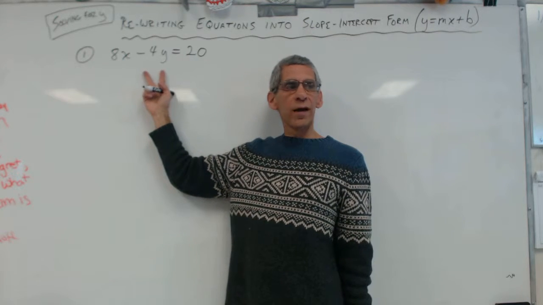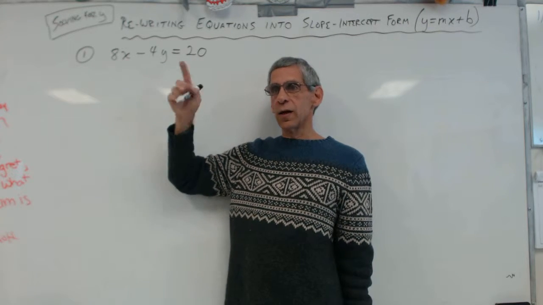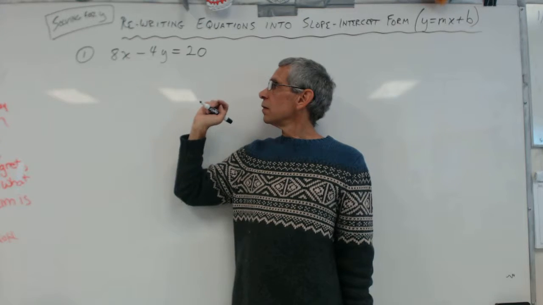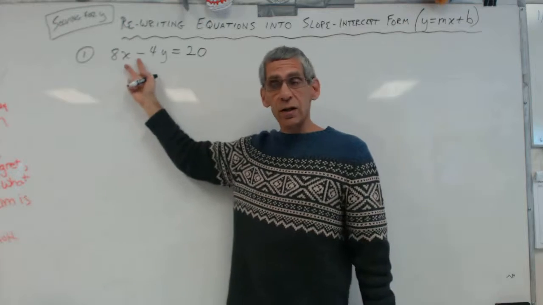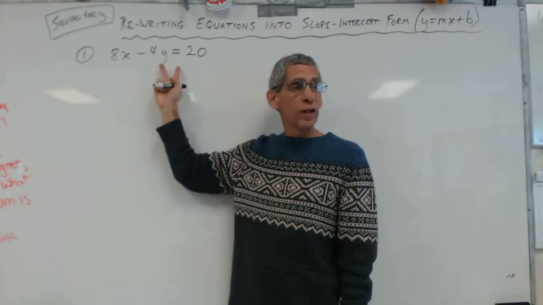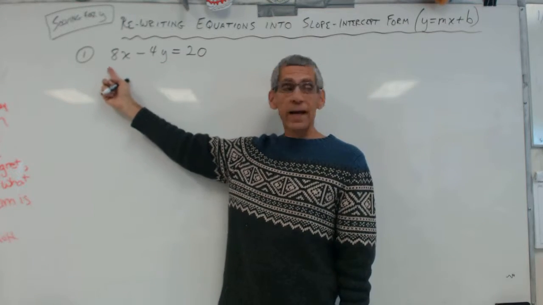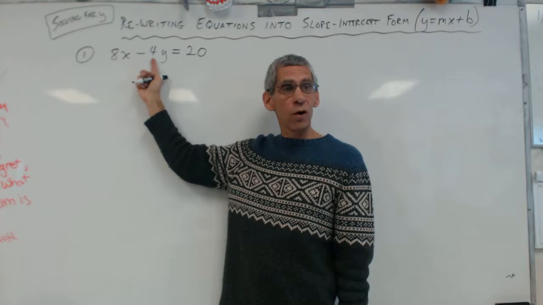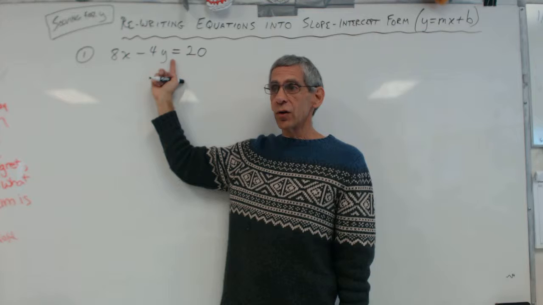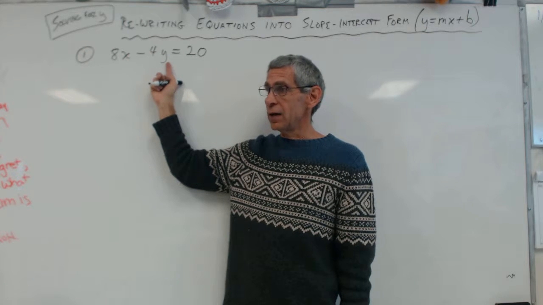So what is in the way of it saying y equals? There's two things that are in the way. There's the 8x, right? Everybody agrees with me. And then there's the minus 4 in front of the y. Both of those are in the way of it saying y equals, right?